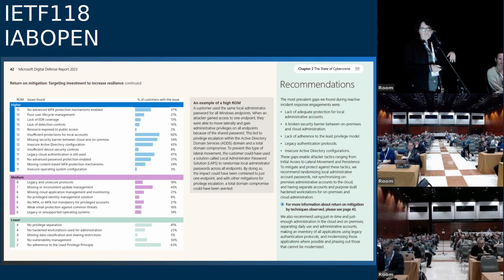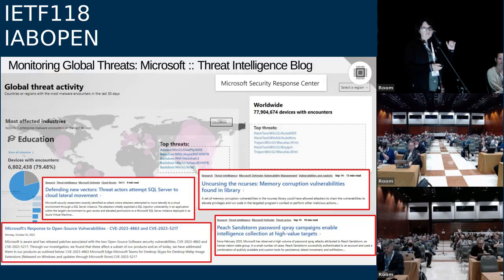That's the return on mitigation framework. I'll leave that. You guys get the slides anyway, right?